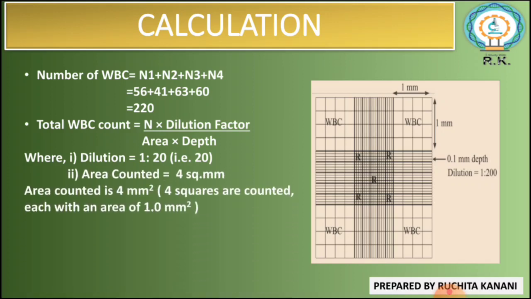Then area counted is equal to 4 mm square. 4 squares are counted, each with an area of 1 mm square. That's why 4 multiplied by 1.0 mm square is equal to a total of 4 mm square. Then depth is equal to 0.1 mm. You can see in this image the depth of the Neubauer's chamber is 0.1 mm. So the depth is 0.1 mm.